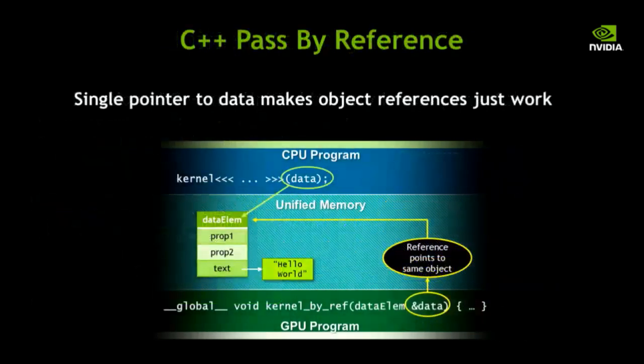So here I've got an example of pass by reference. Here you can see on the bottom in the GPU program is called kernel by ref, and it takes a reference parameter. You may know that before CUDA 6, this was illegal. We couldn't pass by reference to kernel launches. And so now reference parameters are enabled as long as they point to GPU accessible memory, aka unified memory or device memory. Now when I call this kernel, it passes the struct by reference, so it doesn't need to make a copy, but the reference points to the unified memory object, so this just works.